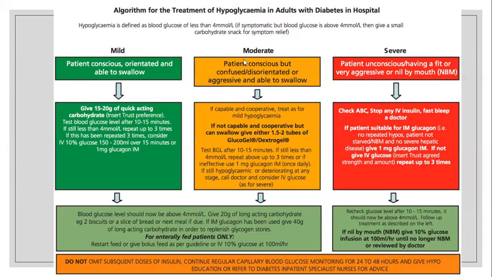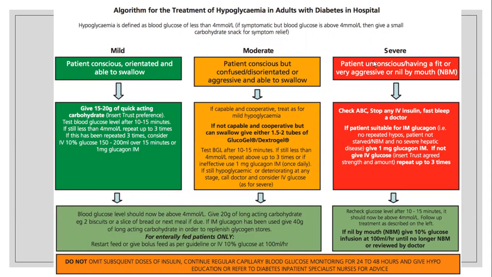In case of mild and moderate, once blood glucose level is above 4 millimoles per liter, give 20 grams of long-acting carbohydrate. That is 2 biscuits or 2 slices of bread, or the next meal if due. If intramuscular glucagon has been used, give 40 grams of long-acting carbohydrate in order to replace the glycogen store.